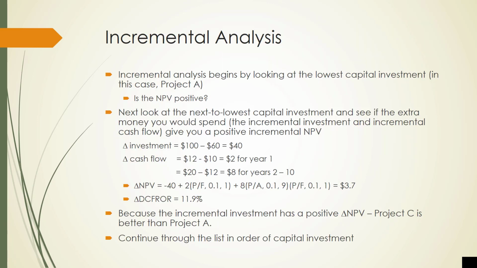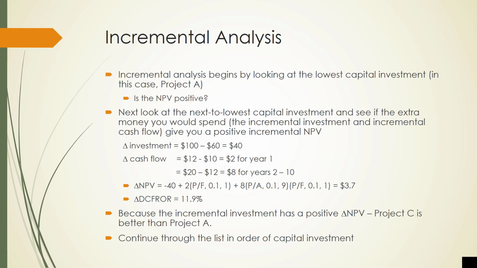Incremental analysis starts with just picking the cheapest, the lowest capital investment, which in this case is Project A, and looking at the net present value. Is it positive? Great. Then let's consider this to be my possible winner. We're going to then move and consider the next more expensive. In this case, Project C was $100 million.